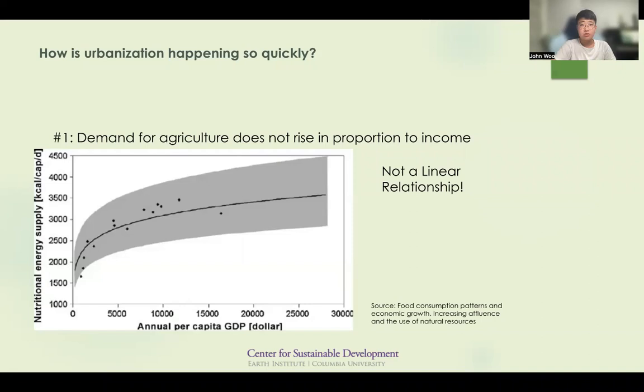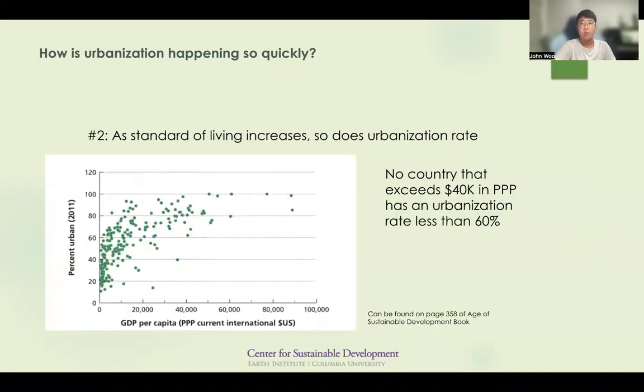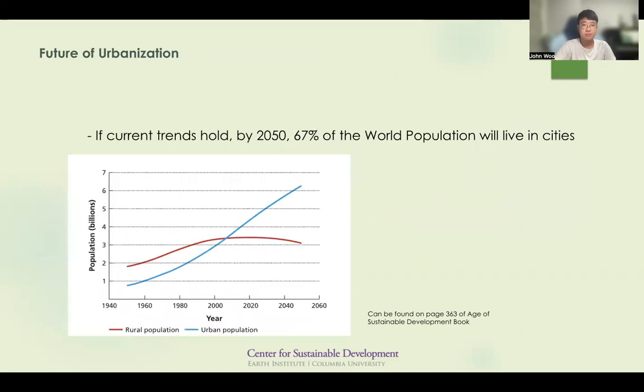Another reason cities grow so well is that countries grow more prosperous. And as the standard of living increases, a country becomes more urbanized. This is because economic development is directly linked to urbanization. A World Bank study conducted in 2014 shows that in 2011, there were practically no countries whose PPP, purchasing power parity, exceeding $40,000, had an urbanization rate of less than 60%. As the GDPs of numerous emerging countries further grow, the world will continue to become more and more urbanized.